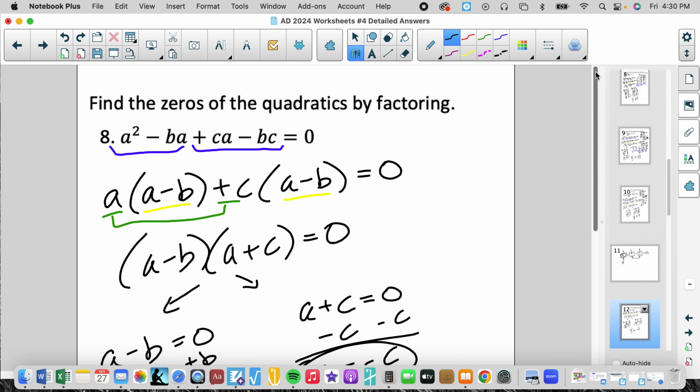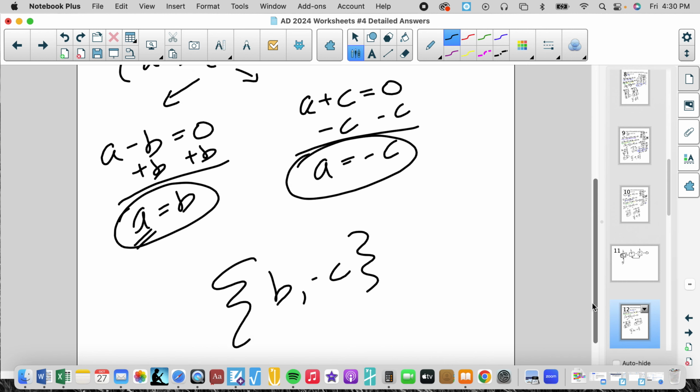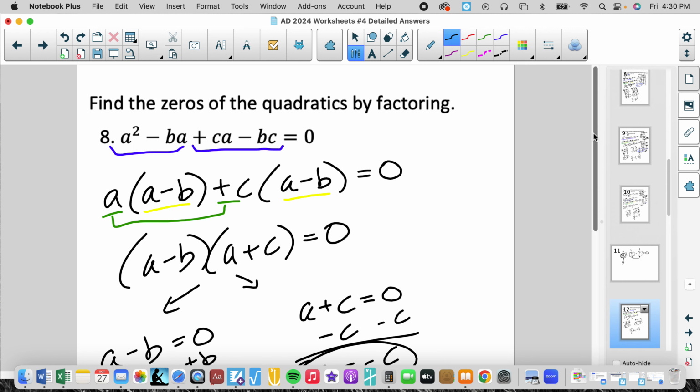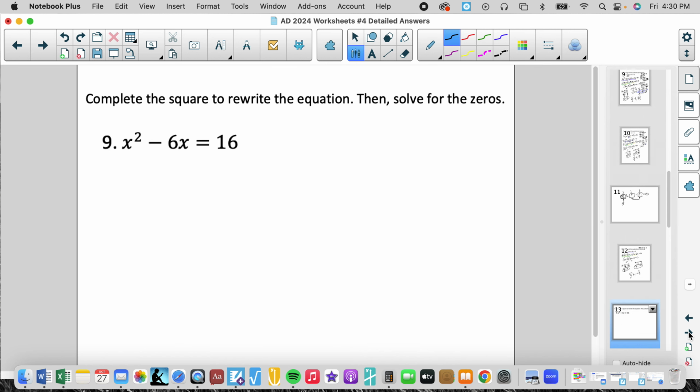Look at that. That would be crazy when we can plug those in. If we plug B in for A, so we're solving for A, we would be able to do it in that manner. Wow, that was super crazy.